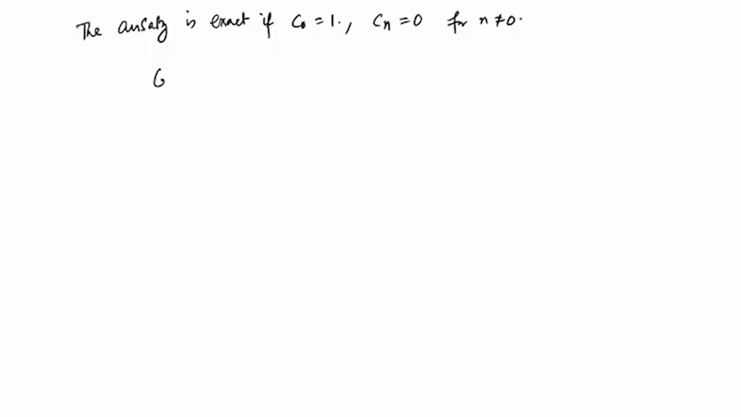And of course, the normalization would demand that your C 0 square plus the sum over all n not equal to 0 of C n square should be equal to 1. So, that is the normalization. Let me write this. This is demanded by the normalization. Okay. So, what will happen to the expectation value of energy?